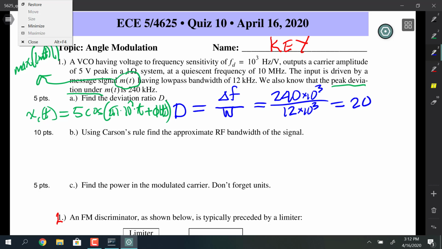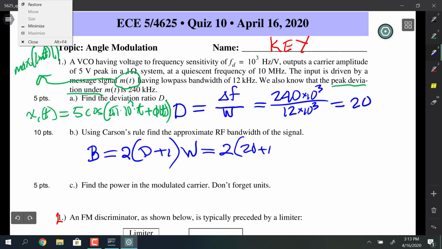Okay. So according to Carson's rule, the transmitted bandwidth B is going to be 2 times (D plus 1) times W. So that's going to be 2 times (20 plus 1) times 12.